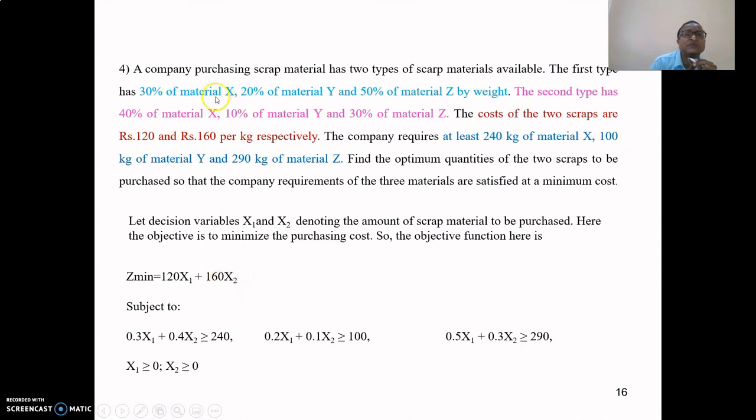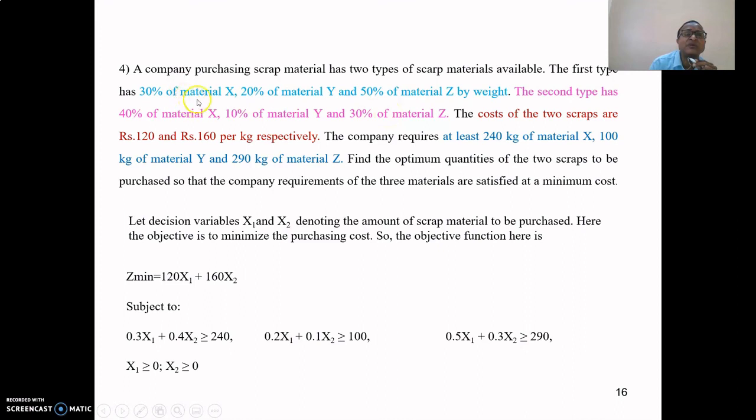Now one material is X, and in type A the proportion is given and in type B the proportion is given. In type A the proportion of X is 30% while in B it is 40%. The proportion of Y is 20% in A and 10% in B, while Z is 50% in A and 30% in B.